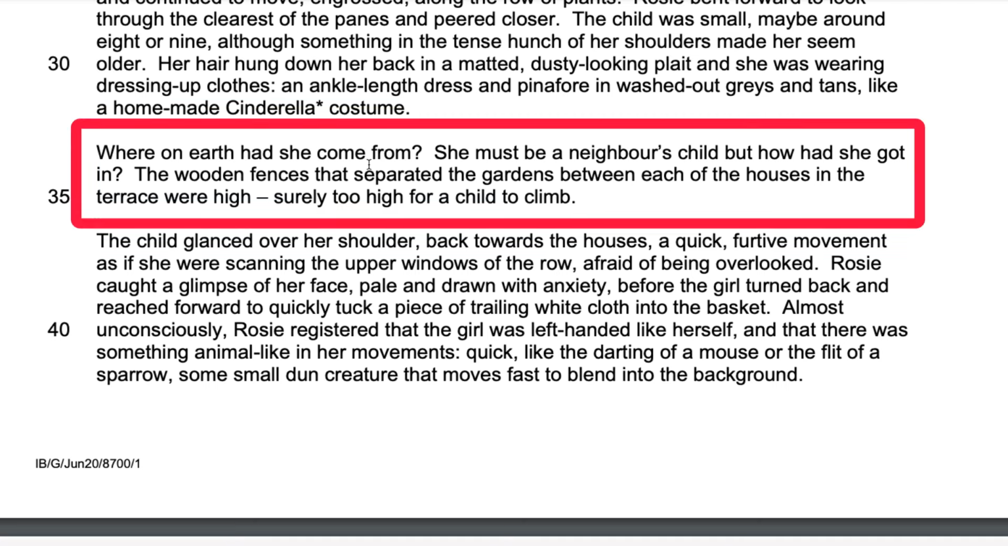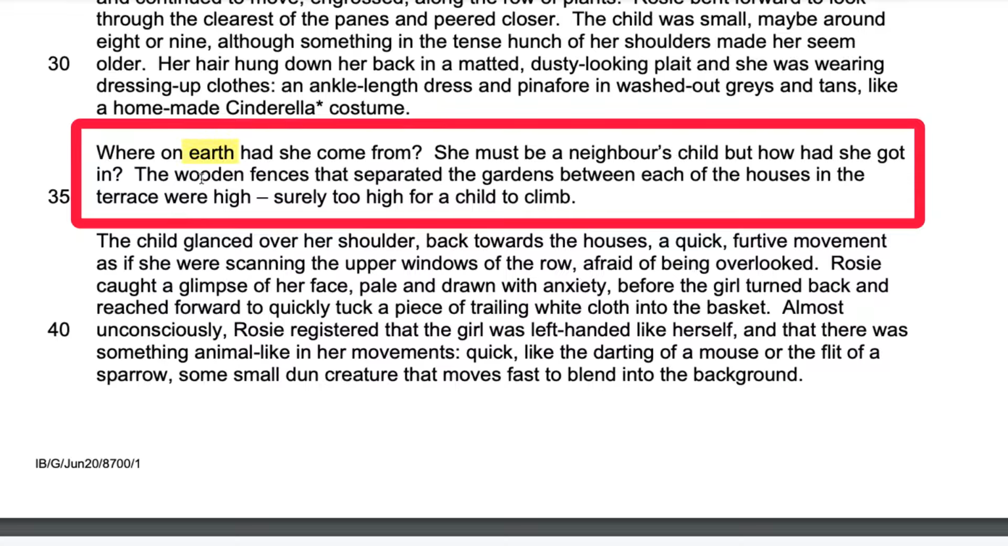Where on earth had she come from? She must be a neighbour's child, but how had she got in? The wooden fences that separated the gardens between each of the houses in the terraces were high, surely too high for a child to climb. So this is evidence that it's impossible that it's a real child. So I'm going to quote that, but I'm also going to use that to say it's not necessarily her imagination. It could be supernatural. And the other clue to it being supernatural is this.